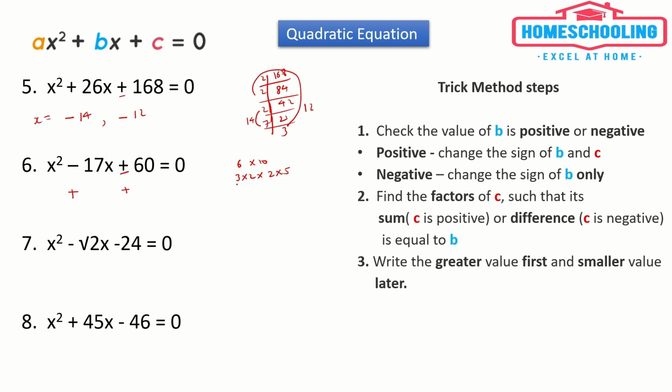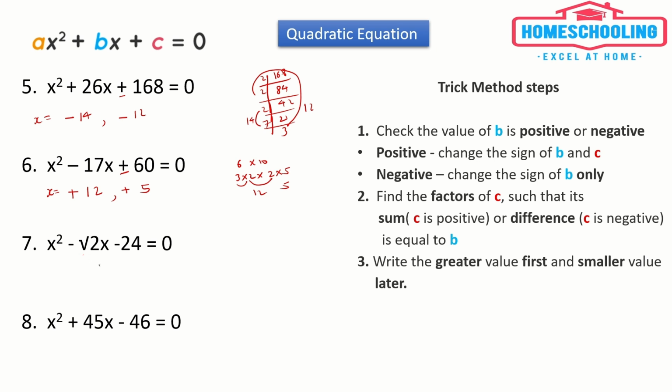So 2 times 2, 4, 3 times 4, 12. So 12 and 5. If we sum them up, it is equal to 17. So the x value is 12 and 5.